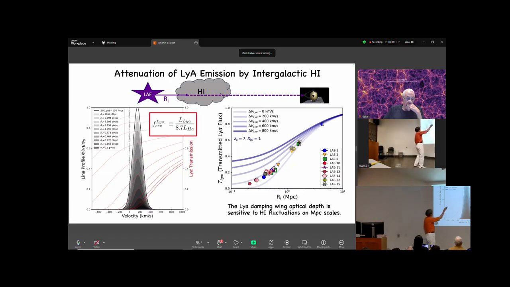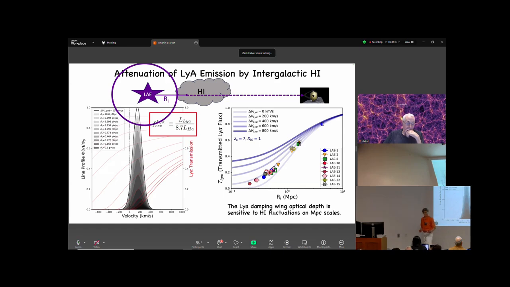If we think of this distance to the nearest neutral patch as the radius of a bubble around the galaxy, then as the radius of the bubble increases, for a given offset from the resonance frequency of the emergent line profile, so pick a curve here, these are different velocity offsets, at 0 here, as the radius gets bigger, the Lyman alpha transmission increases. But for a larger initial velocity offset, take this curve, at a given transmission, you need a much smaller ionized bubble to produce the same transmission.